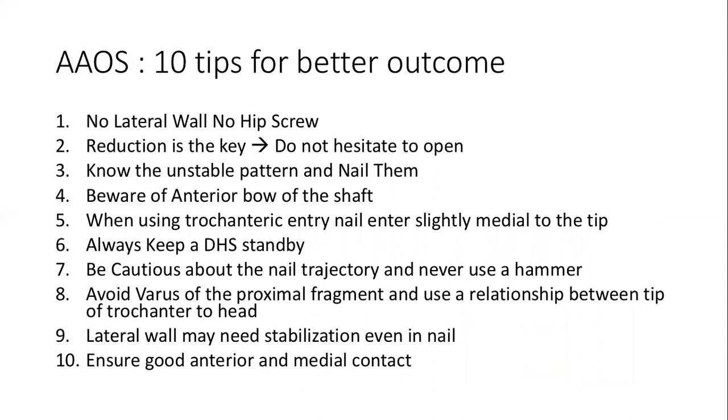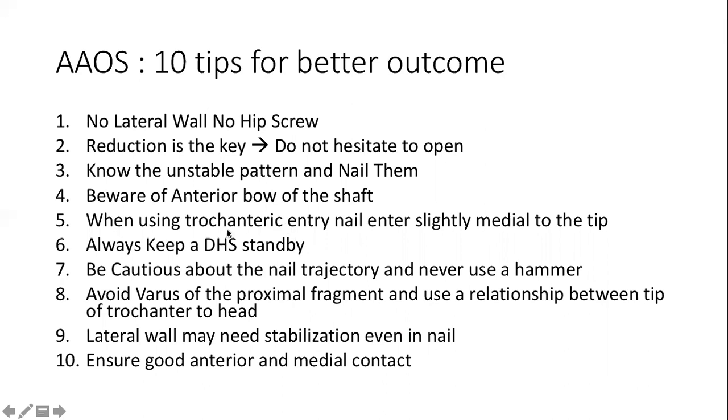They have summarized the information as: if there is no lateral wall, we should not go for a hip screw, and reduction is the key, as we have seen, and a surgeon should not hesitate to go for an open reduction. We have to know the unstable fractures and we have to nail those fractures. We should be aware of the anterior bow of the femur and shaft to prevent shaft fracture. When we are using a trochanteric entry nail, it should be medial to the tip of the trochanter to have a good nail trajectory.